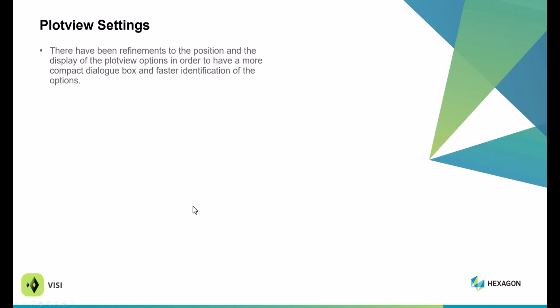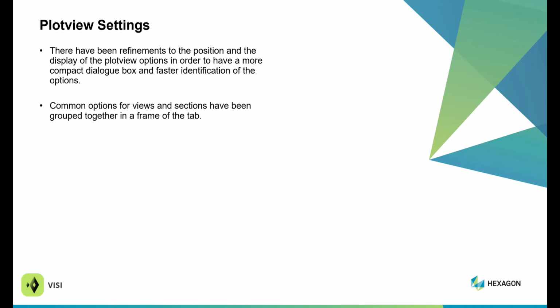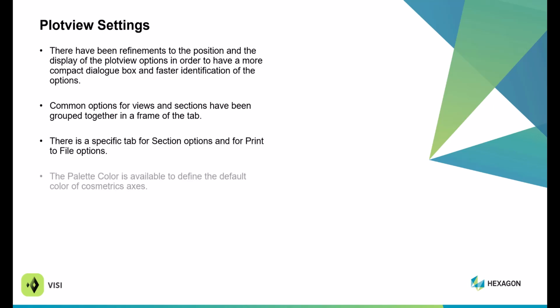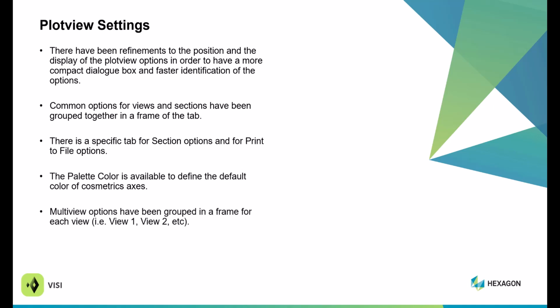Within Plot View settings, there have been some refinements to the position and display of the Plot View options in order to create a compact dialog list and faster identification of options. Some of the common options for view and section have been grouped together in the same frame. Some of the file section options and print to file options are in their own specific tab. The palette color is now available to define the colors of cosmetic axes. And the multi-view options have been separated out.